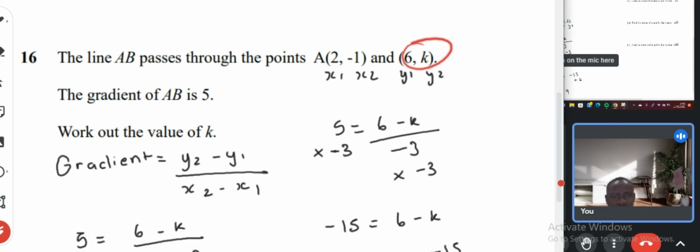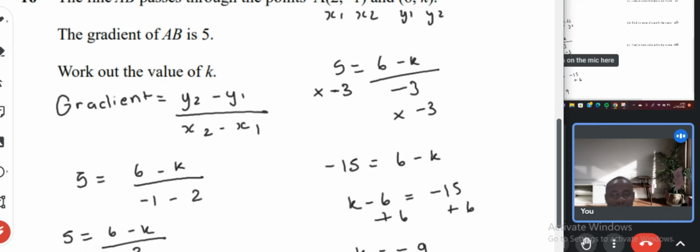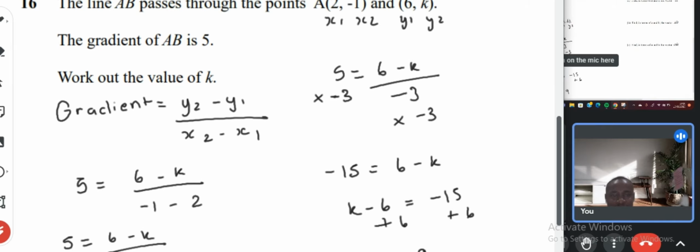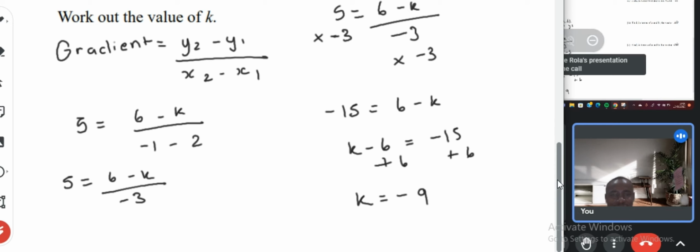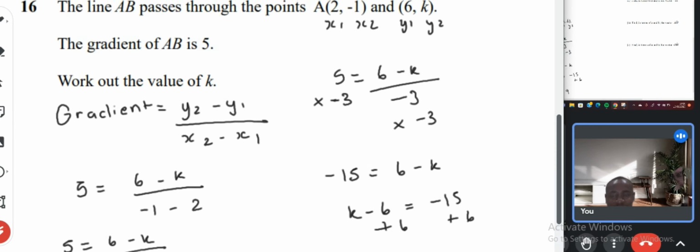Why did you say 6 minus K? Gradient is change in Y. See how a simple mistake like this can cost so much. Do it again. Please be careful. I'm going to erase all of this. It's fantastic work you've done, but sorry, you don't have a choice. You have to erase all.